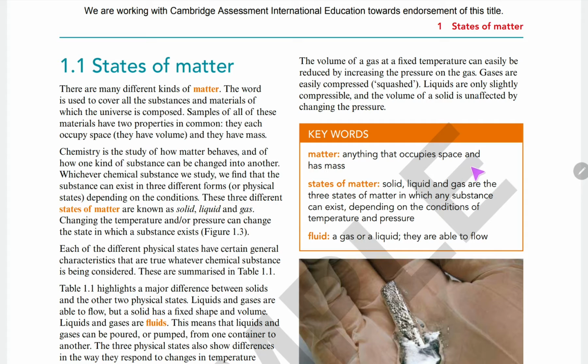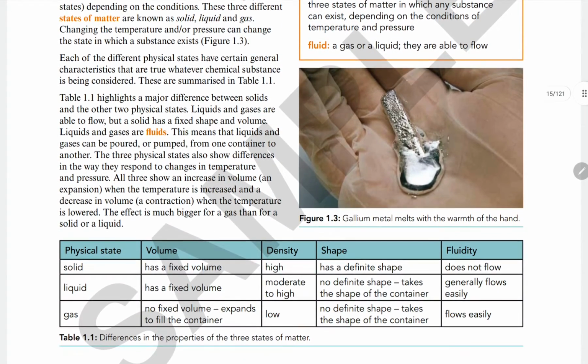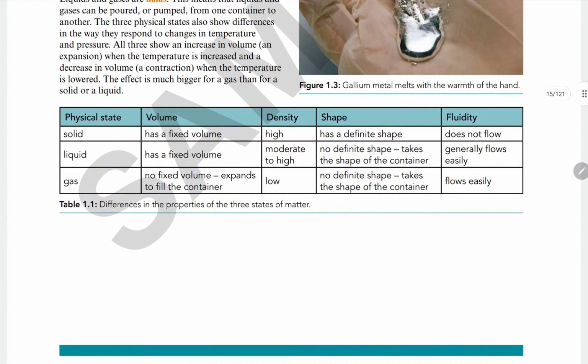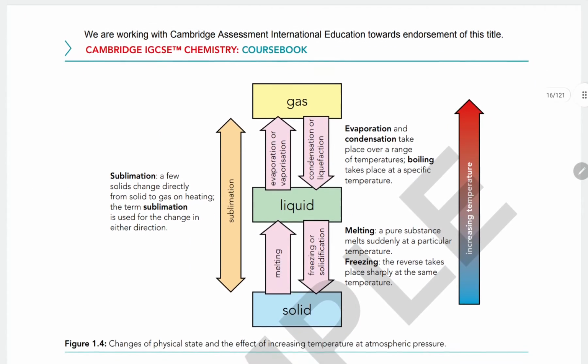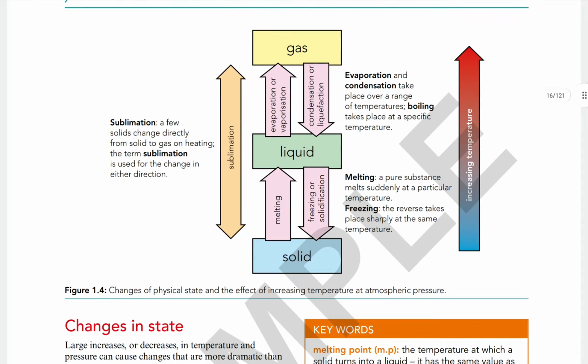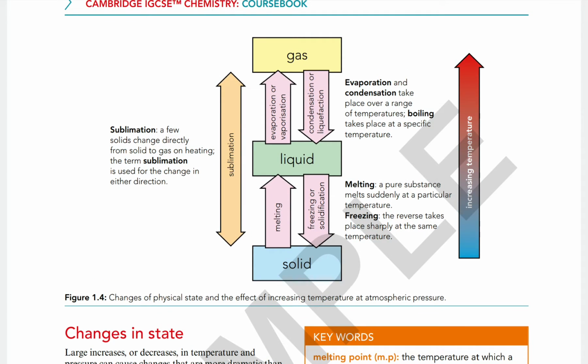So the most important keywords are these. Matter: anything that occupies space and has mass is known as matter. States of matter: solid, liquid and gas are the three states of matter in which any substance can exist, depending on the conditions of temperature and pressure. Fluid: a gas or a liquid that is able to flow is known as a fluid. So we looked at their properties. You can take a record and write these properties in your record book. Next is change in state, which we can study in the next session.